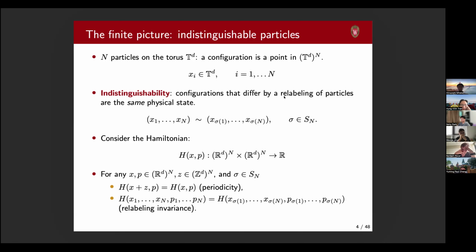So if we have n particles x_1 through x_n, then for every permutation sigma, this configuration is the same as x_sigma(1) through x_sigma(n). So to describe this system, we can consider the Hamiltonian, which is a function from R^dn times R^dn to R. And due to this periodicity and indistinguishability, we can say that for every integer vector z, H(x+z, p) is the same as H(x, p). And also for every permutation sigma, H(x, p) is the same as H(x_sigma, p_sigma).